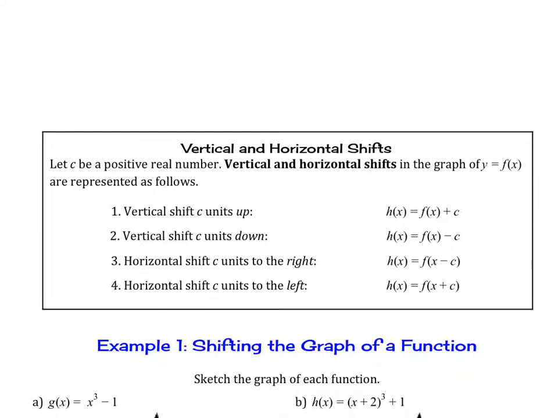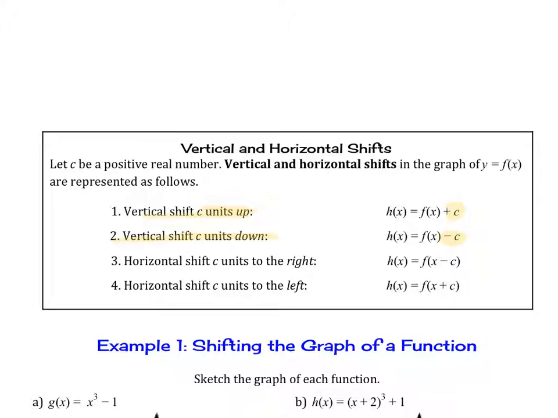We're letting C be a positive real number. Vertical and horizontal shifts in the graph of y equals f of x are represented as follows. So the vertical shift, C units up, is going to have a plus C at the end. C units down is going to be a minus C at the end of the function.